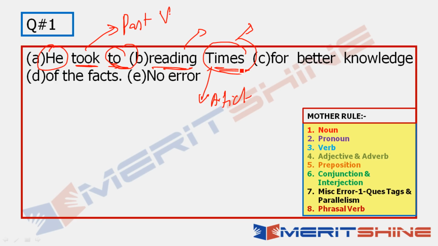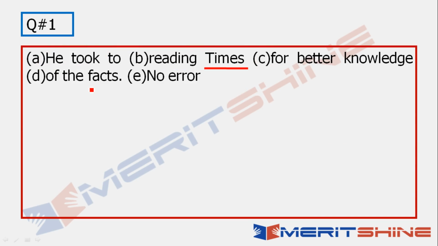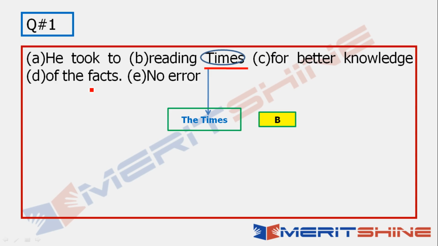For better knowledge of the facts. So for better knowledge of the facts, which seems fine. So the error must be in this part. Times needs to be replaced with the times. We need a definite article there, right? So we definitely need a definite article there. So the error was in part B.